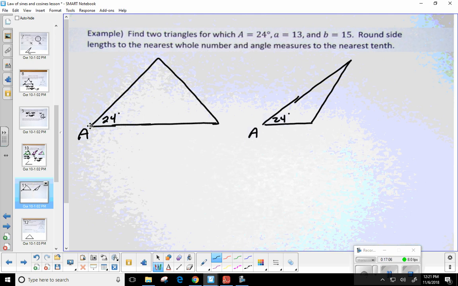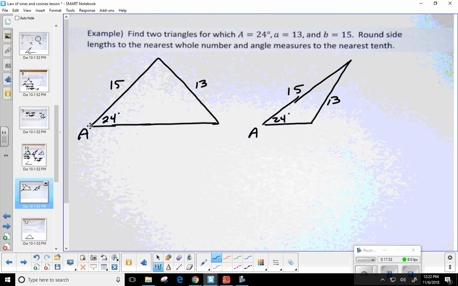Okay, what's across from A? So this would be 13. So this side that I'm listing as 13, that's the one that's going to swing back and forth to create these two triangles. Now, where am I going to put the 15? Okay, always put it at the other upper side. Never put it at your base. So I'm going to put the 15 here, and I'm going to put the 15 here.